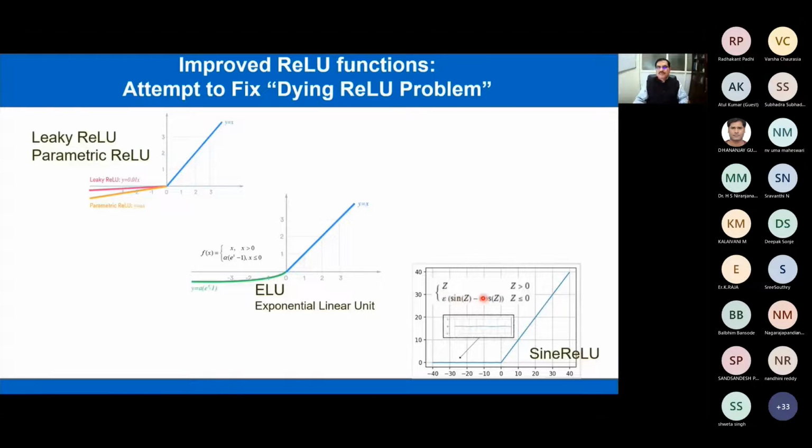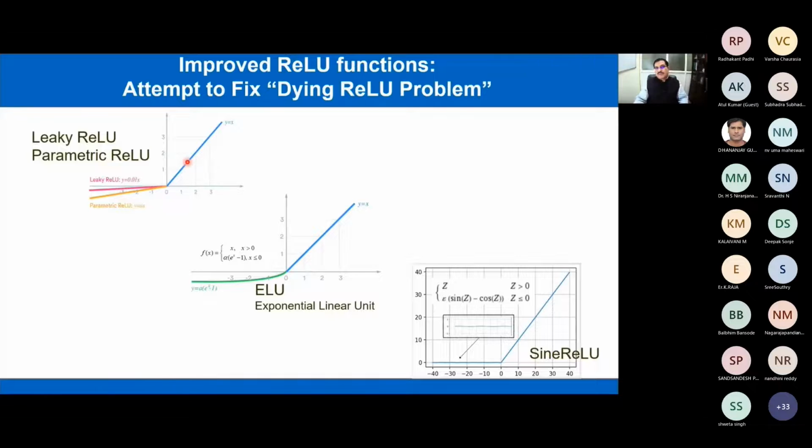If z is positive, then of course you take z, but if it is negative, then you multiply sin z minus cos z, the whole thing multiplied by this small value epsilon. This small epsilon value is going to bound it around the 0 value. But remember, the derivative is not really 0 for that. The derivative will have its own meaning, its own numbers. So we have various modified versions: leaky ReLU, ELU, sin ReLU, and other such things are available.